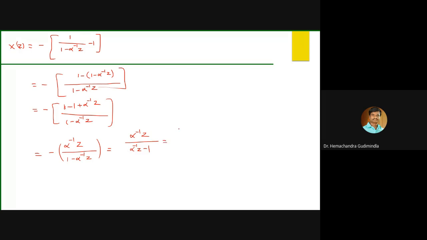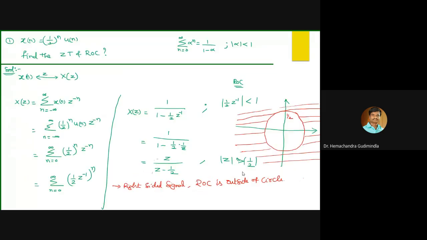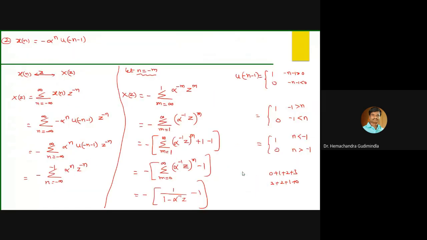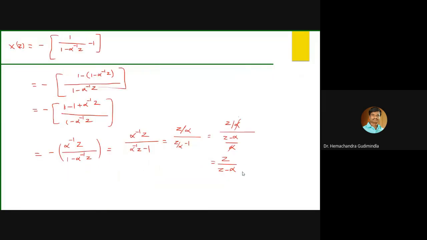Now carefully, z by alpha whole divided by z by alpha minus 1. You can write it as z by alpha divided by z minus alpha by alpha. Now alpha cancels. What is the Z transform here? Z by Z minus alpha. You see, alpha power n u of n is Z by Z minus alpha. But here alpha power n u of minus n minus 1 is also Z by Z minus alpha.